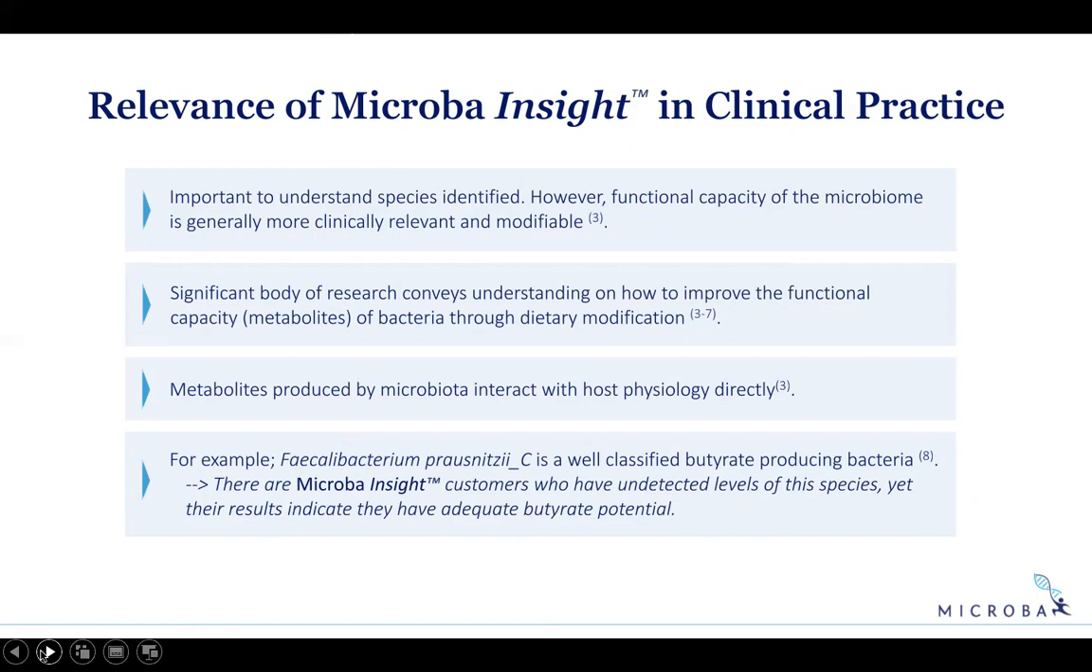And that's why a significant outcome from our report is looking at dietary suggestions that are going to help with assisting in improving that functional potential overall. The metabolites produced by the gut bacteria interact with our physiology directly, even if you use the examples of short-chain fatty acids. So there's something that are well researched by scientific circles.